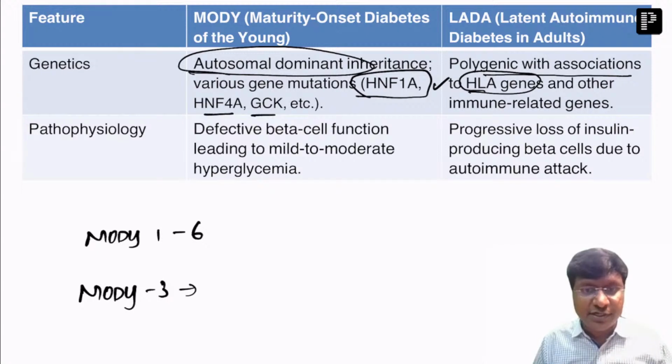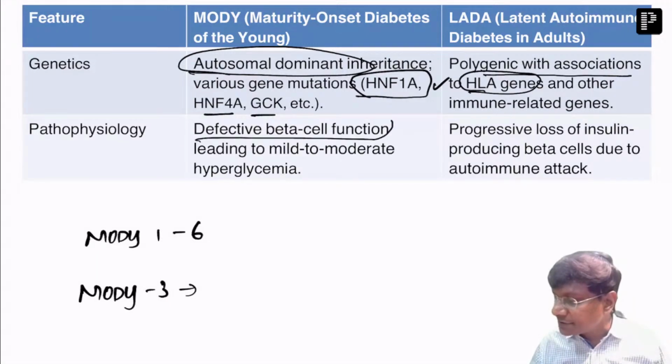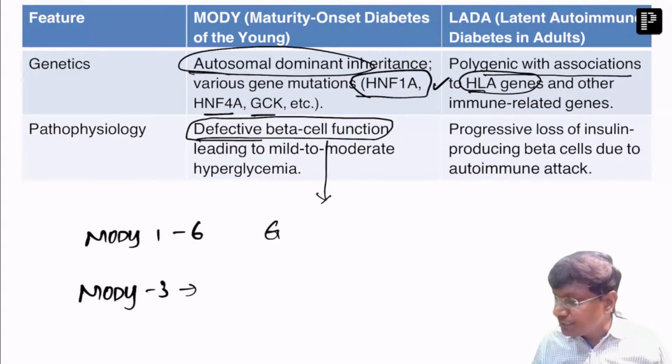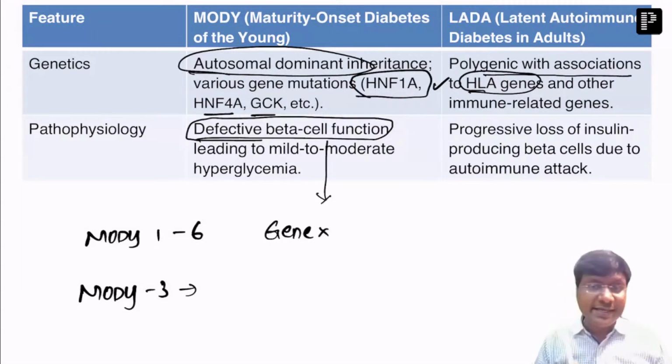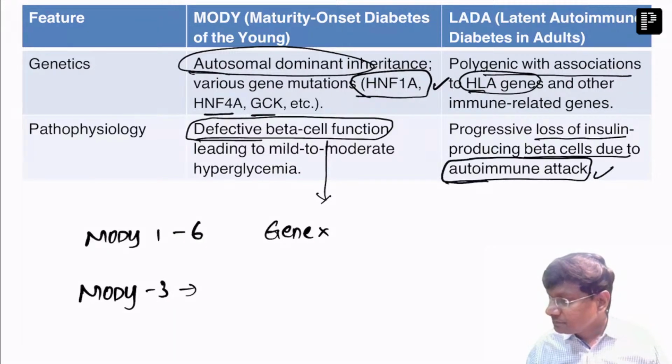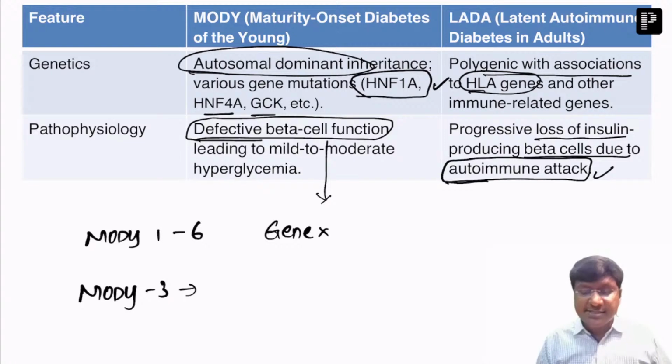And if you take the pathophysiology, as I have already said to you, there is defective beta cell function in case of MODY. Why? The defective beta cell function is mainly because of the presence of the gene mutation. Whereas in case of LADA, it is beta cell destruction, right? There is progressive loss of insulin producing beta cells due to autoimmune attack. That is what you will see in case of LADA, right?